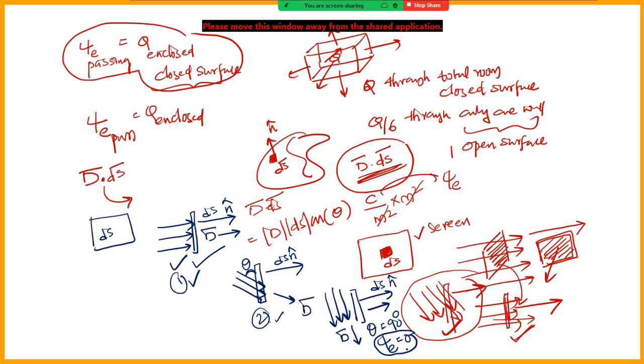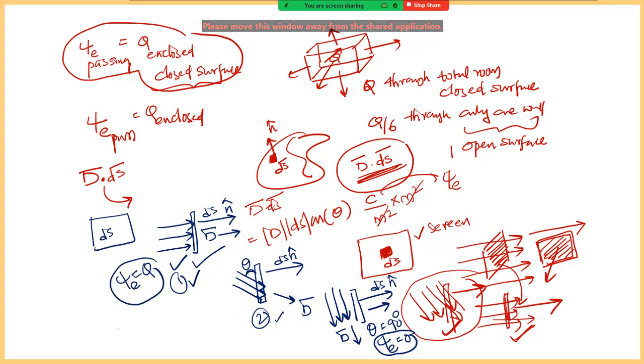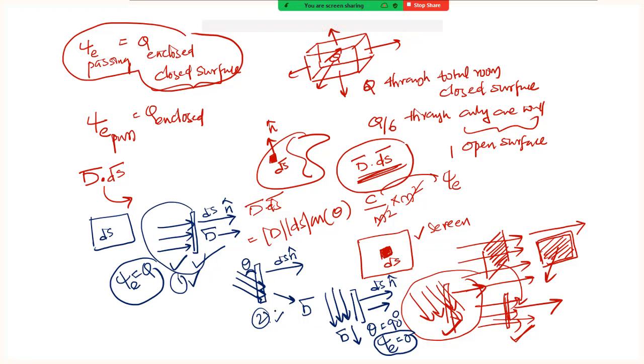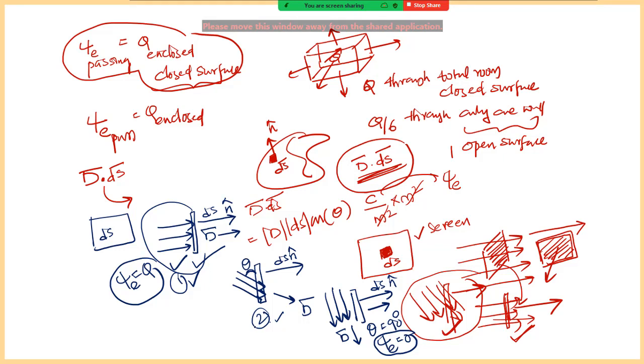So that is equal to 0 here. But in the first case, maximum amount of electric flux is passing. That is exactly equal to how much charge is there inside the closed surface. Actually here you have to take a closed surface like this. And in this case, what is happening? Not maximum, not zero, somewhere in the middle.